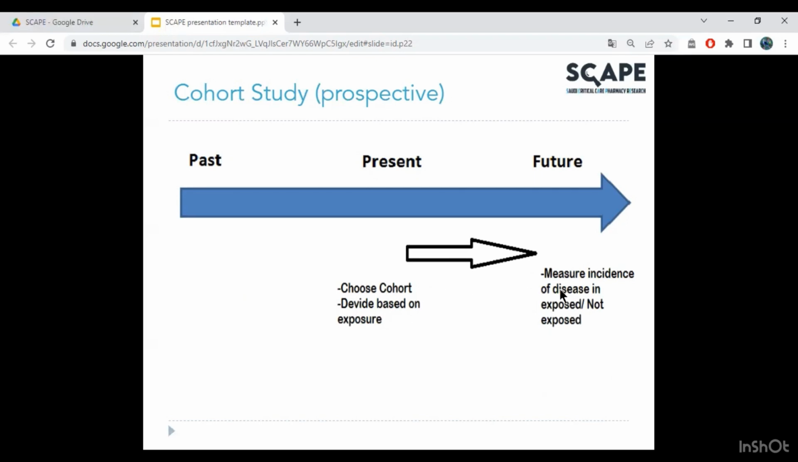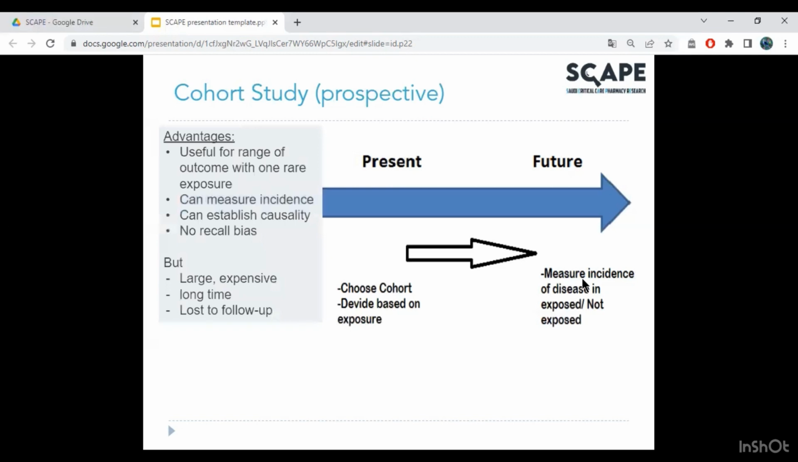Then we follow them up in a specific time until we measure the incidence of the disease in the exposed and non-exposed. And here, notice that I said incidence because we have a specific time frame and we can count every new case that is diagnosed with the disease during this time frame. So this is the correct definition of the incidence as we mentioned early in the lecture. So this is a big advantage of a cohort study. It can give us the incidence.